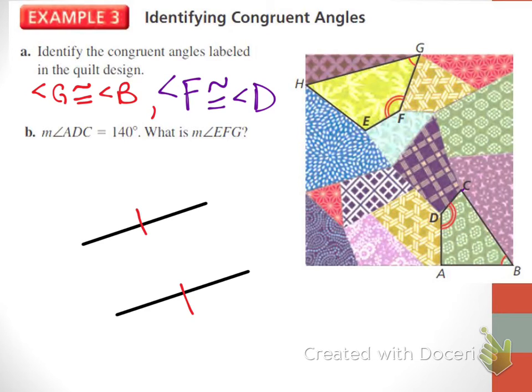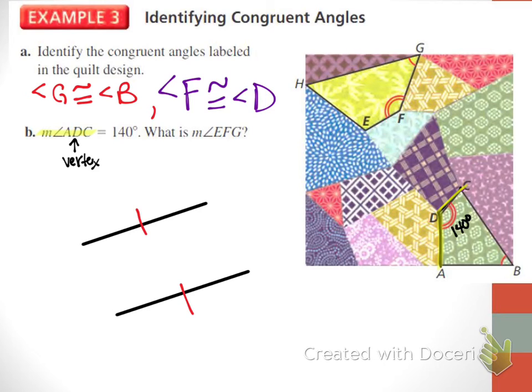All right, the bottom, they said the measure of ADC. What is the vertex of ADC? Which of those letters is the vertex? D. So whenever you see that, the vertex is 140 degrees. ADC. Hopefully you can see it in one of those colors. There's way too many colors.